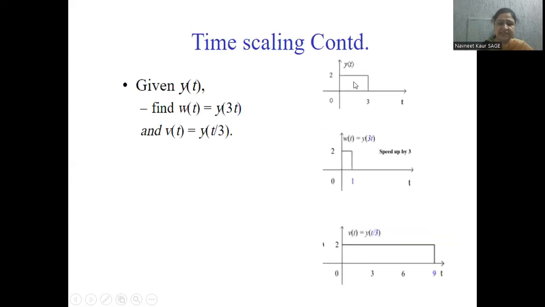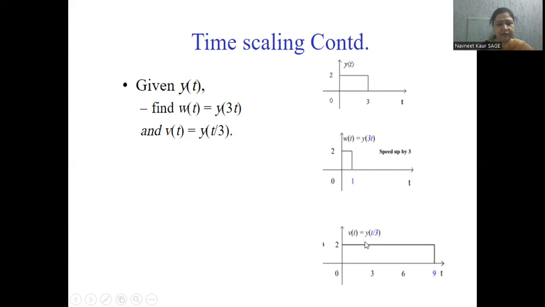Now, here we can see one more example. Here I have a signal y(t), which is defined from 0 to 3 and the amplitude of the signal is 2. Now, if I want to find out y(3t), that means here the value of a is equal to 3, which is greater than 1. So in that case, the signal will be compressed by a factor of 3. So the value at t equal to 3 is now at t equal to 3/3, which is 1. So here the signal will be compressed by a factor of 3.